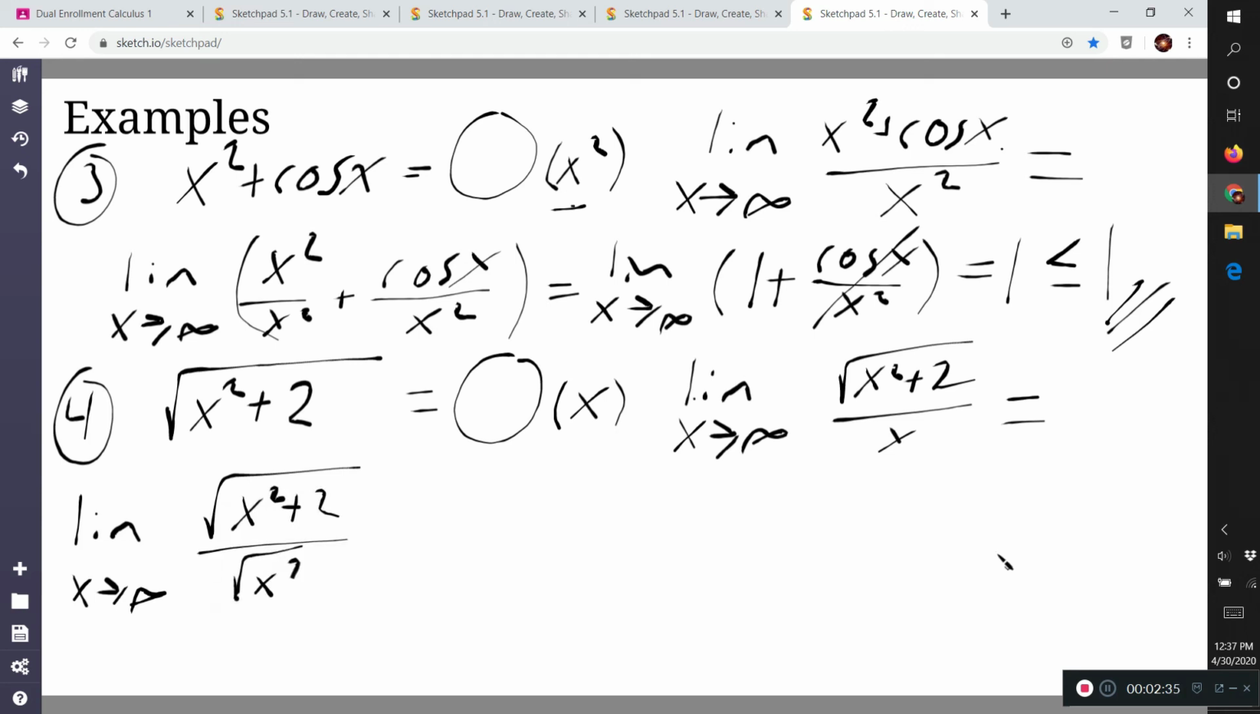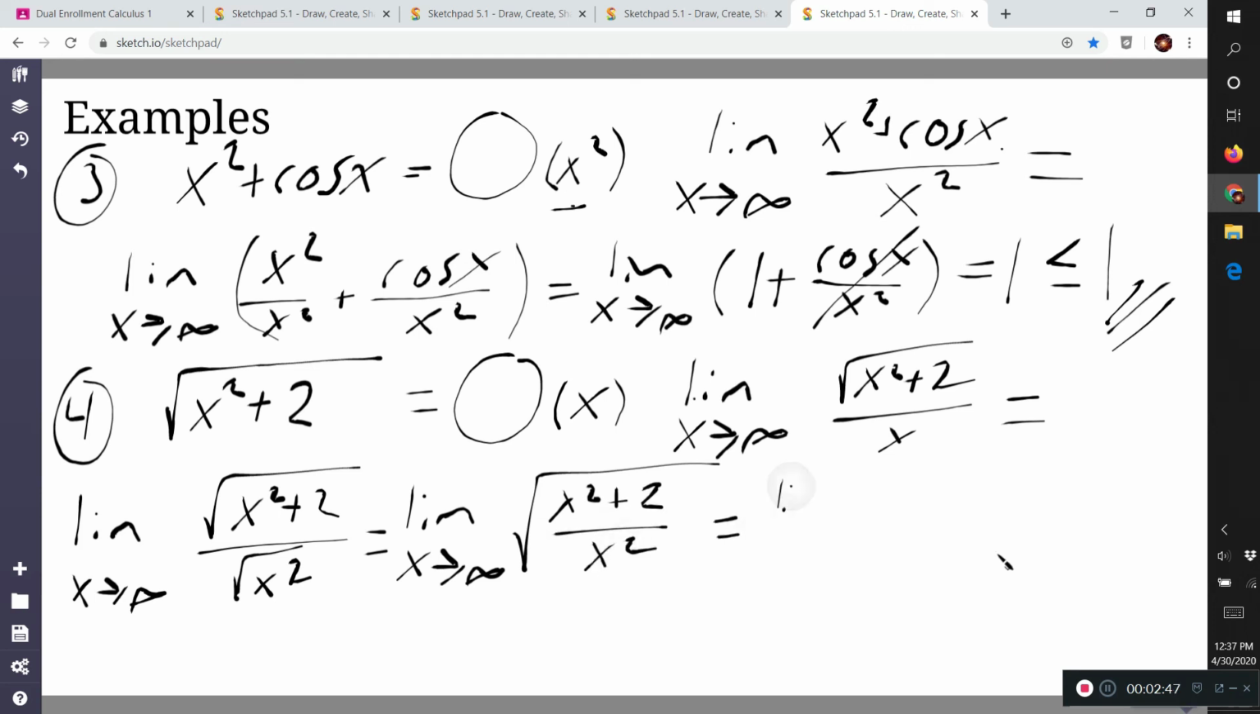And we can put it all under the same root now. And we can split the fraction and do some simplifications. 1 plus 2 over x squared. Now if we plug infinity in, we'll get 1 plus 0, the square root of that's just 1. And again, no L'Hopital's rule required here, we can just do it that way.